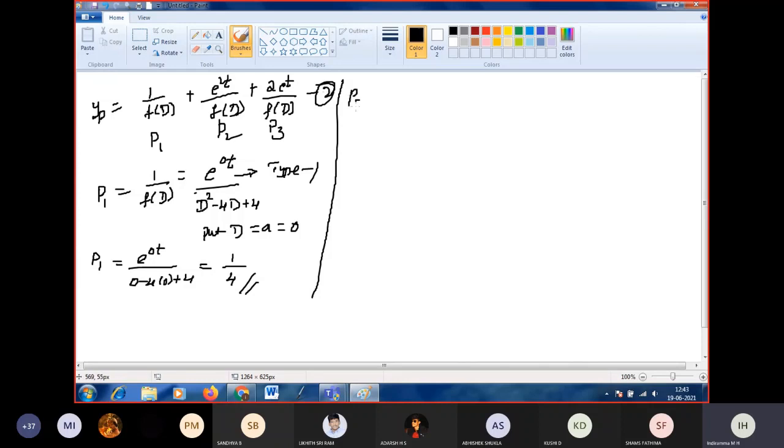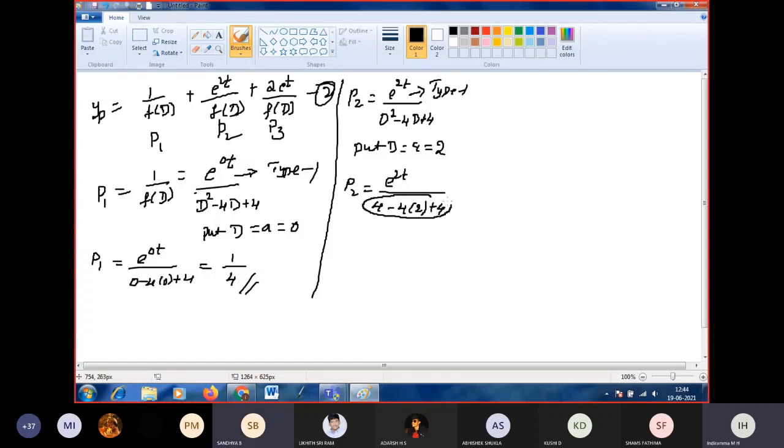Next come to P2. P2 is equal to e power 2t by f of d. f of d is d square minus 4d plus 4. So which type is it? Type 1. In type 1, put d equal to what? a is equal to 2. Therefore, P2 becomes e power 2t divided by 2 square is 4 minus 4 into 2 plus 4. What did you get in the denominator? 0.